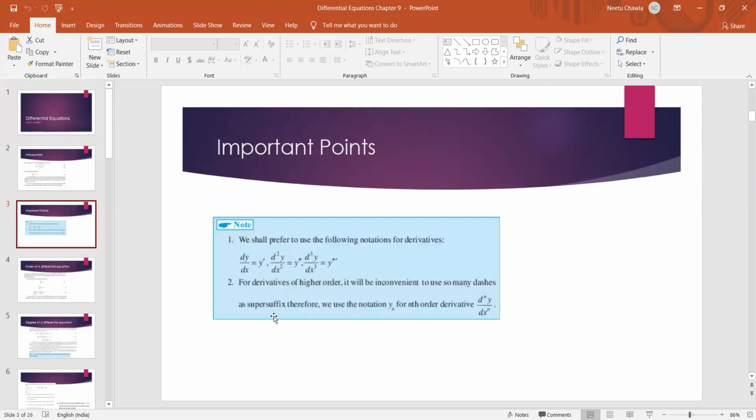See here, this is a point we were already told in class 11th also, that dy by dx can also be denoted by y dash, d2y by dx square can be denoted by y double dash, and d3y by dx cube can be denoted as y triple dash. If these symbols come, you should be able to easily recognize what they mean. If we write yn, it is the nth derivative, meaning dny upon dx to the power n.